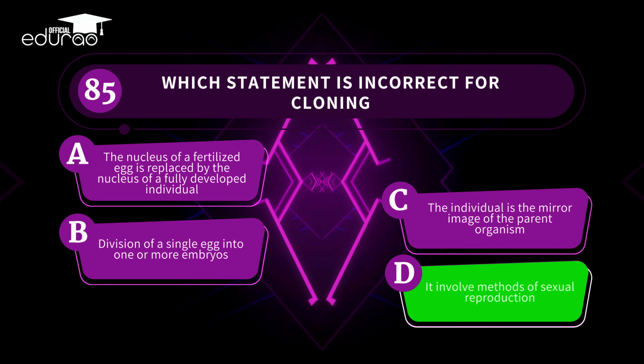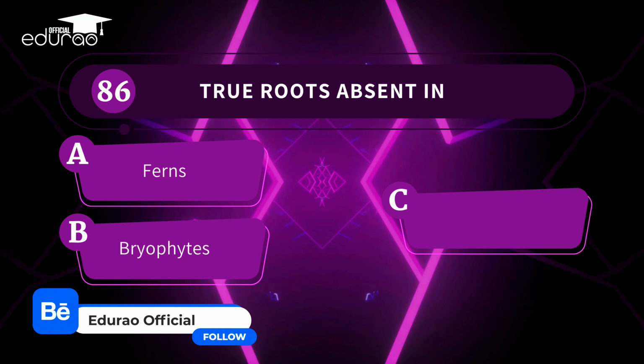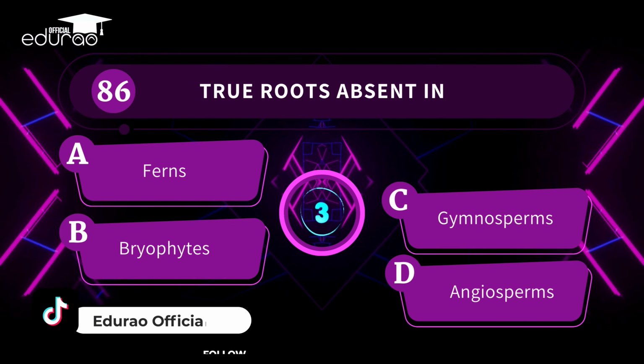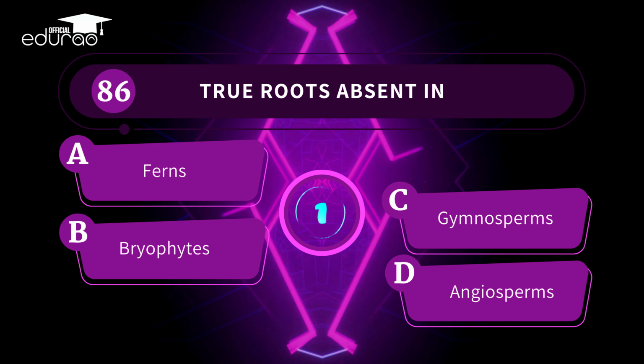Question 86. True roots absent in A. Ferns. B. Bryophytes. C. Gymnosperms. D. Angiosperms. You've made a fantastic point. Correct answer is bryophytes.